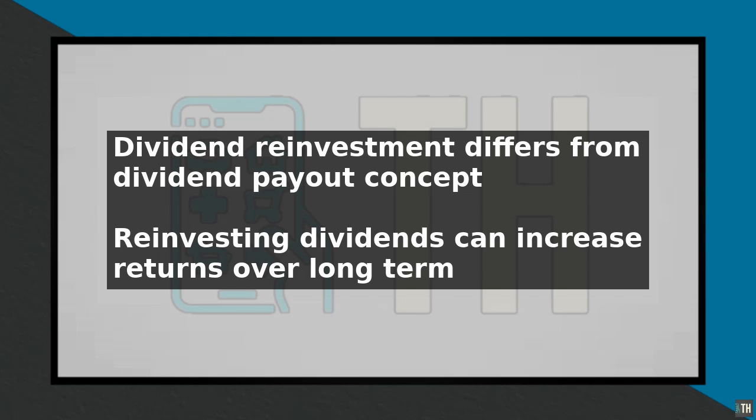In addition to individual stocks, some exchange-traded funds and index funds on Robinhood also offer dividend reinvestment. These funds typically track a specific market index, such as the S&P 500, and distribute dividend payments to their shareholders. By reinvesting dividends from these funds, you can potentially increase your returns over the long term.